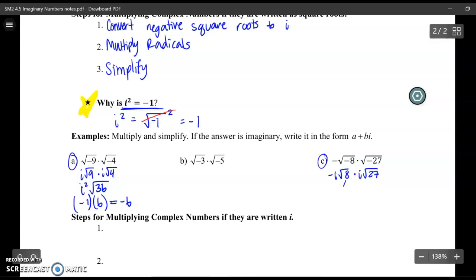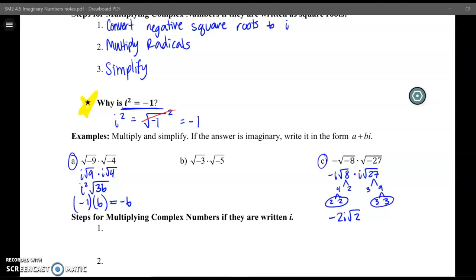Okay? So I'm going to break apart the 8 to a 4 and a 2, and a 2 and a 2. So I have a pair of 2's that can come out front. So I'm going to have -2i square root of 2. And then I'm going to simplify this 27, so break it down to 3 and 9, 3 and 3, a pair of 3s.